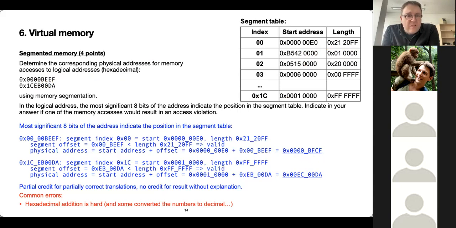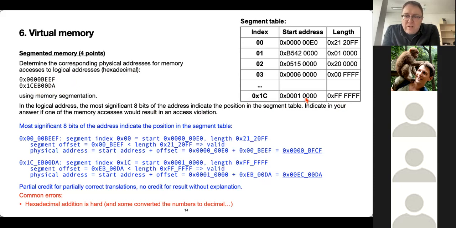The same happens to the other entry. So it's 1CEB00DA, and 1C is our last entry in the segment table. So we also need to compare the segment lengths here. Now the segment length here is FFFFFF. So FFFFFF obviously has to fit because we only have 6 hex digits after our segment number. So we're also inside of our segment limit.